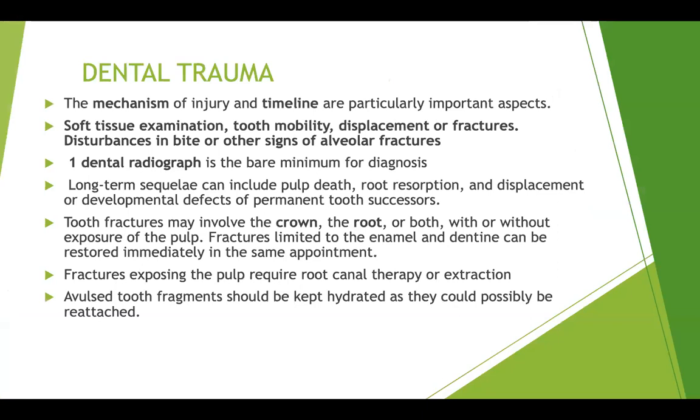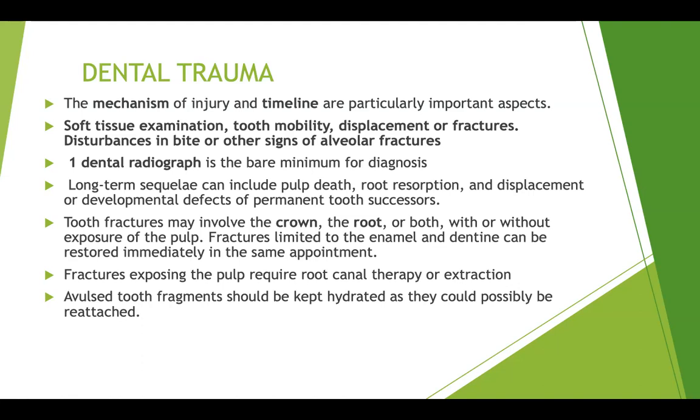Again, like we said, with dental trauma, you have to know what the mechanism of injury is. How did it happen and when did it happen? You have to do a proper soft tissue examination. Make sure you're examining the lips, the gums, the mucosa, the nose, all of the surrounding areas to see if there are any deep lacerations where the child or the person might need stitching. You have to assess tooth mobility. It will also affect the prognosis and the sequelae of the treatment.